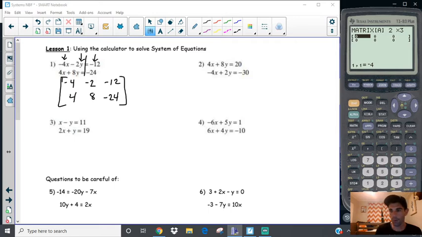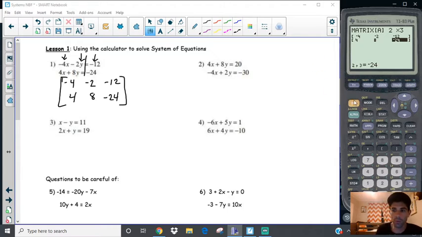So it's -4, enter, -2, enter, -12, enter, 4, enter, 8, enter, -24, enter. And then you go again, check, double check, make sure that the numbers are all the same, because if you miss a number, or if you miss a sign, the calculator's still going to try to calculate that no matter what.